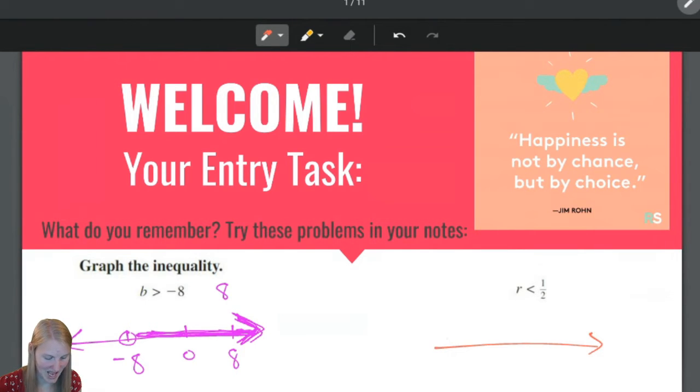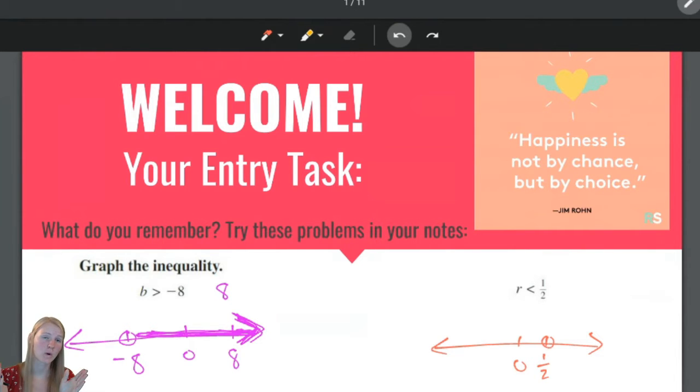All right, let's do another one. R is less than 1/2. So I put 0 on here, and I put 1/2 on here. I'm going to put a circle around 1/2, and because it's just less than, not less than or equal to, that circle's going to stay open.